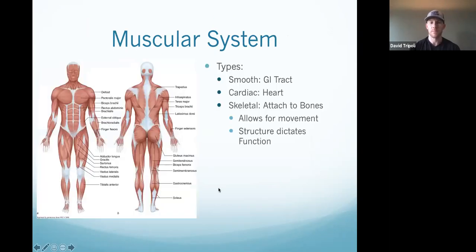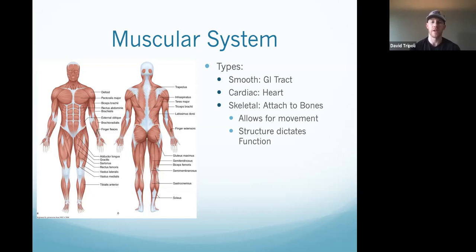So, the muscular system and the different types of muscles. You have smooth muscle, which would be something like in your GI tract, your gastrointestinal tract. Think of your intestines, the movement through the esophagus, things like that. You have cardiac, your heart, which is a muscle made a little differently, with different types of cells. And then the big one we know is skeletal. This is the one that attaches to the bones and allows for movement.